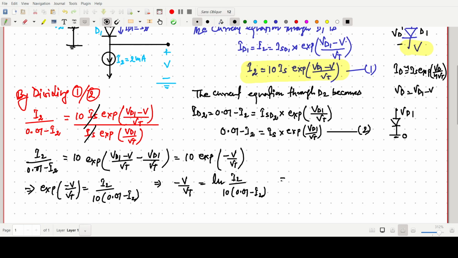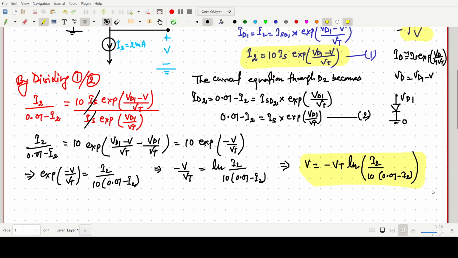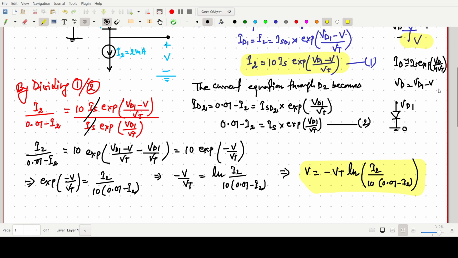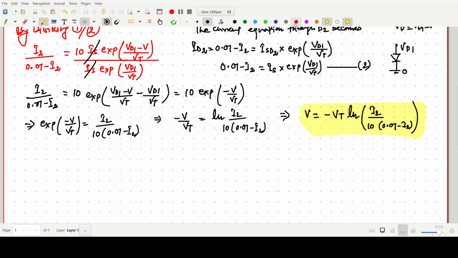So now our final expression for V equals minus VT ln of I2 by 10 times of 0.01 minus I2. I am highlighting this because this one is final. V equals minus VT ln, all these things are known. Now we know the thermal voltage. VT is our thermal voltage, so VT is our 25 millivolt.